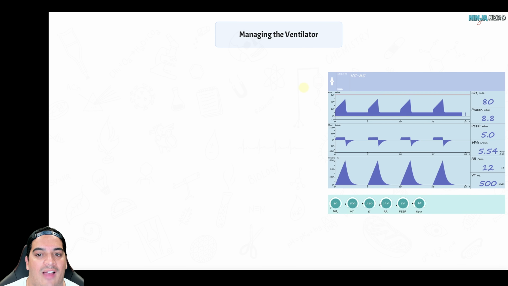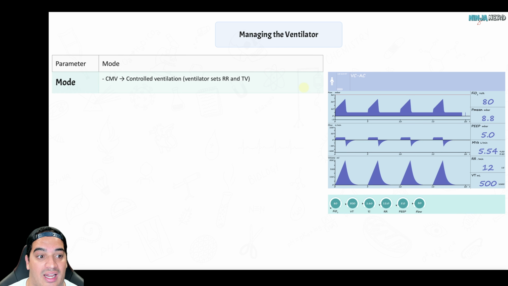That leads to the next step. If I have a patient on the ventilator, how am I supposed to know how to manage them? Well, the first thing you want to know is what's the mode that we have the patient in. Are they in what's called CMV or controlled ventilation? This is a mechanical ventilation strategy where we set the respiratory rate that we want for the patient, and we set the tidal volume, the volume that we want to deliver into the lungs.